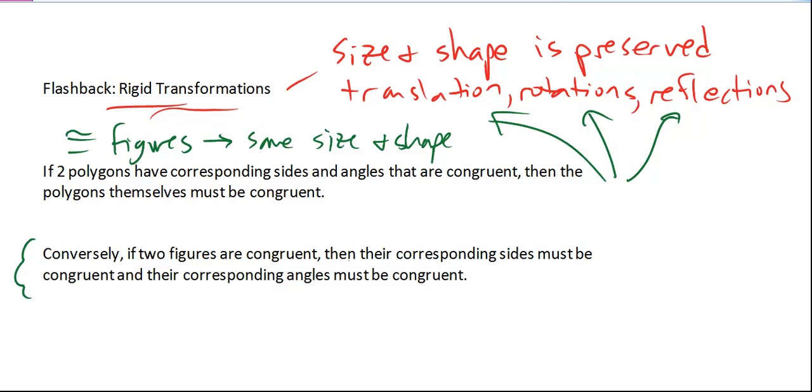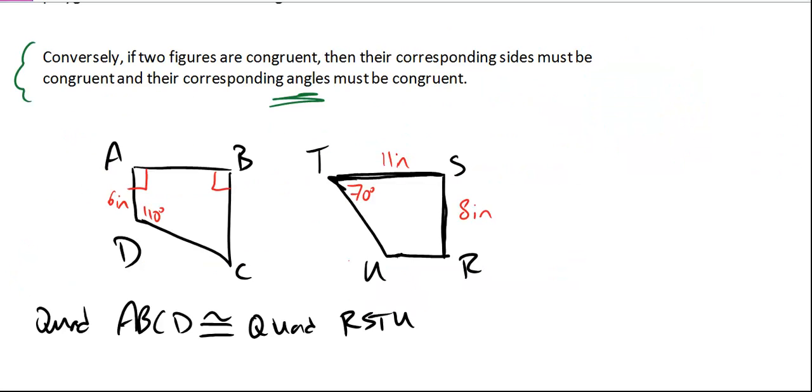If I have two figures that are definitely congruent, then I know that any corresponding angles are going to be the same and any corresponding sides must be the same. On the flip side of that, let's look at an example real quickly before I go to the flip side. Let's say we have these two quadrilaterals and we are given the fact that they are congruent. So the fact that they're congruent means that their corresponding parts must also be congruent. And hopefully this is pretty self-evident, right?